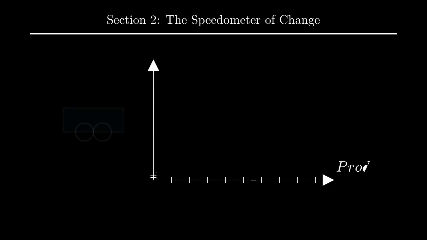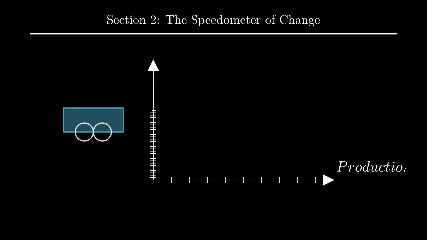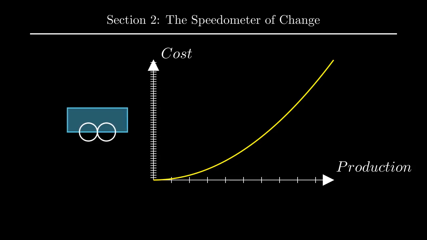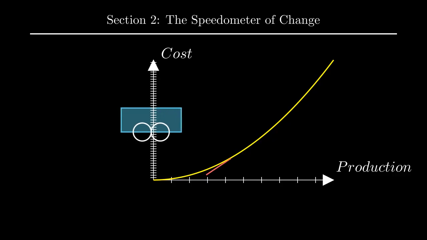Section 2. The speedometer of change. Imagine you are driving a car. Your position is the function. Your speedometer shows your derivative at that exact moment. In economics, we don't just care about the total cost, we care about the speed at which costs are rising as we produce more. If the slope is steep, your economic car is accelerating into a high-cost zone. If it's flat, you're in a stable equilibrium.